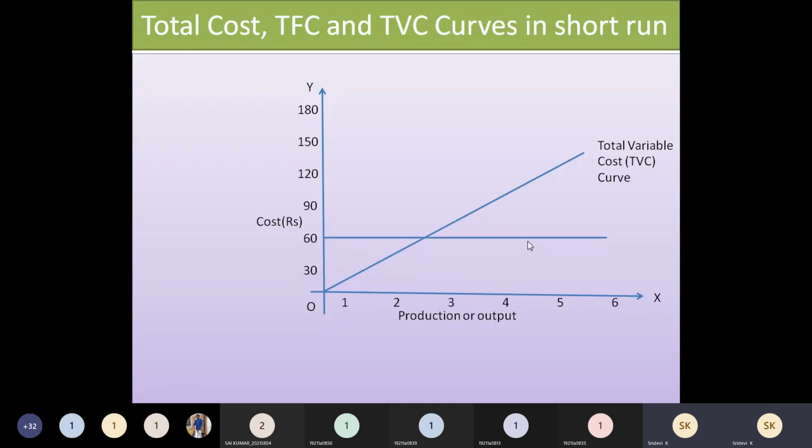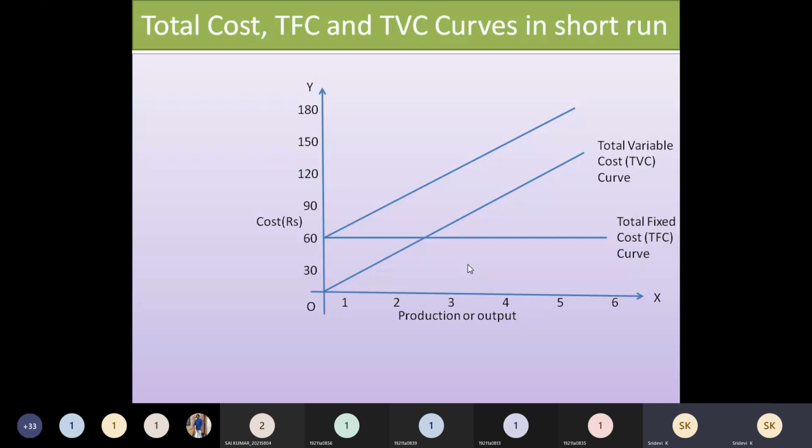And the total fixed cost is at 60. At 60 you draw the graph here, a straight line, because it is the same at all output levels. Even if you are producing one output or 6 outputs, the same 60 rupees is there, no? So if you plot it, the graph will be a straight line parallel to the x-axis. Name this as total fixed cost.